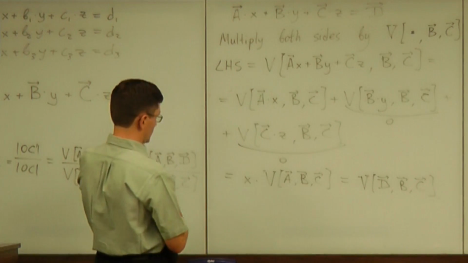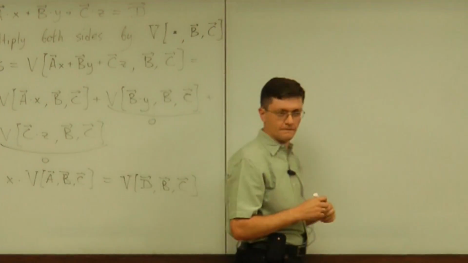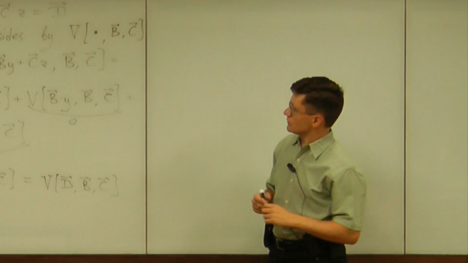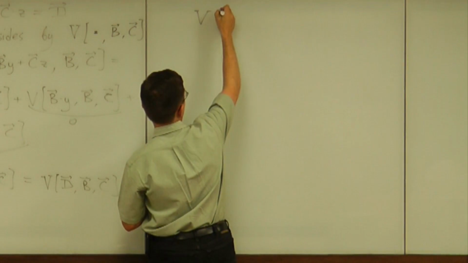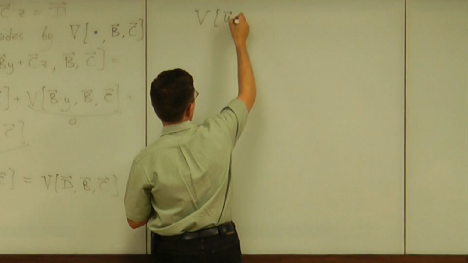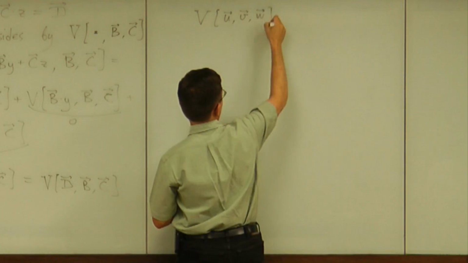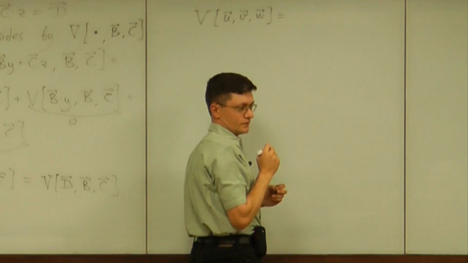Alright, so that's one of the applications of that idea of volume being a product. Now let's go back to that formula. That volume on three vectors u, v, and w is equal to the dot product.